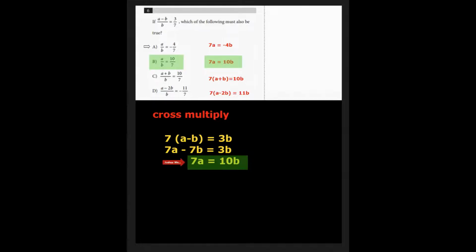We can cross-multiply the four given equations and see if there's any match at this point. And although A is 7a equals negative 4b, choice B is a perfect match. A times 7 is 7a, and 10 times b is 10b, and the correct answer is B.